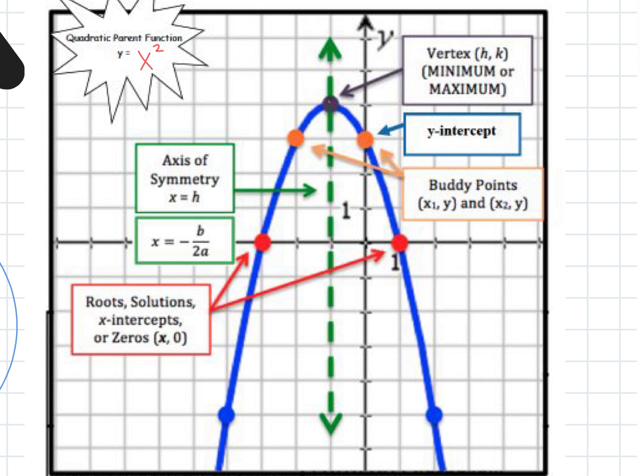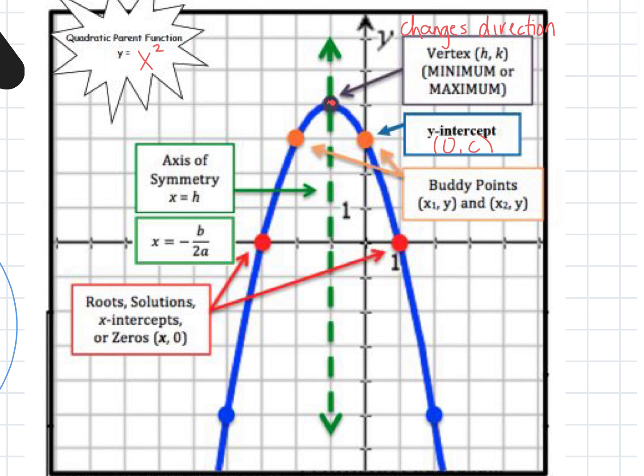We can see the vertex, right? The HK. It is a min or a max. This is going to be where our graph changes direction. It is your highest or your lowest point. We have our y-intercept. When we talked about standard form, we said this is the C on standard form.